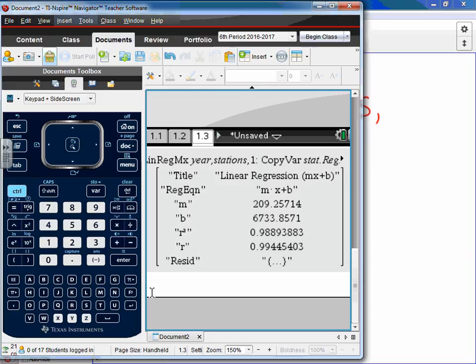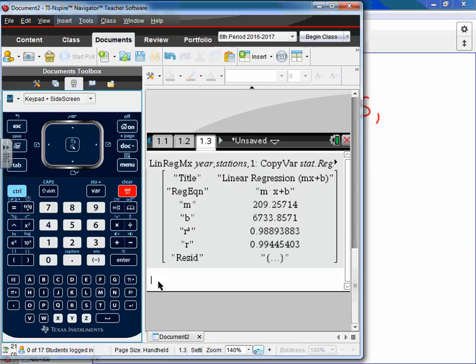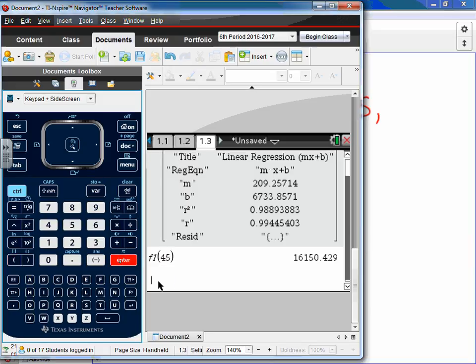If you do F1, I don't know if I can see that there. There we go. F1 parenthesis 45 and hit enter. It's going to give you 16,150.429 stations. Now, do I want any of the decimal? No. So how many stations am I going to have in 2015? 16,150 stations.